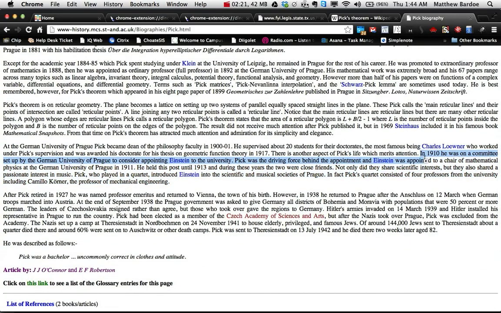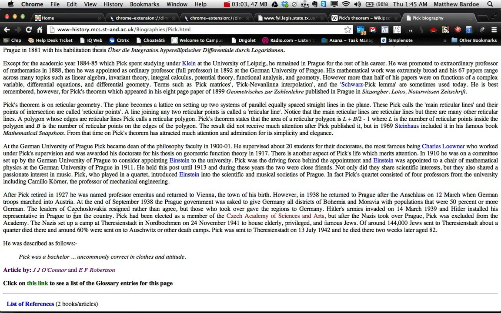Interestingly, it says here in 1910 he was on a committee that was considering whether to make Einstein a professor at the German university in Prague. And Pick liked Einstein and worked to make sure that he got appointed. They were very close friends, and they shared a lot of interests together, including music. And it's clear, actually, that Pick pointed Einstein to the use of some particular mathematics that was important to later discoveries that Einstein would make.